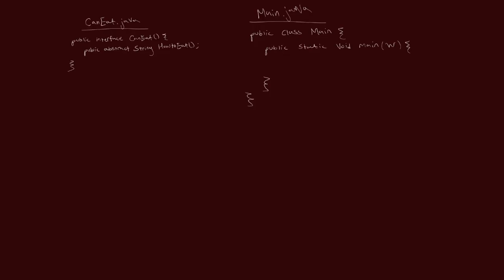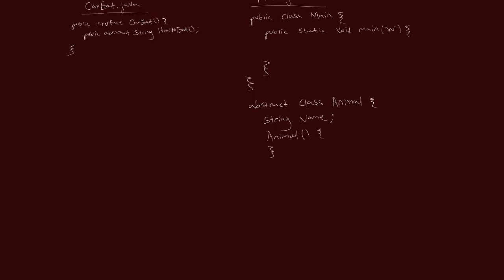So down here, we'll start off by putting our first class. We'll do an abstract class Animal. Okay, so we'll set up a String name. We can do a constructor, but I don't really know what to put inside the constructor, so we'll just leave an empty constructor like that.